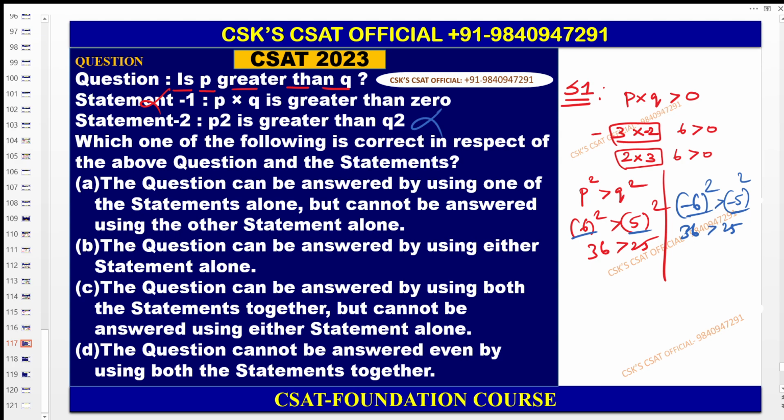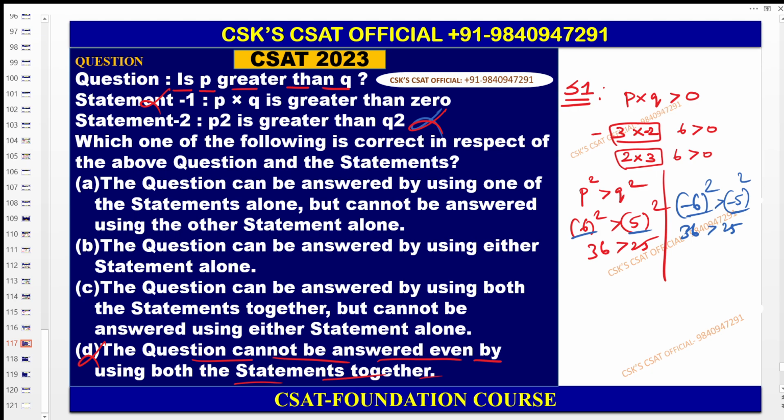This statement is also wrong. Getting everyone? Why can't you say this? So the question can't be answered even using both the statements. Even if you club them, the same examples you can use. So therefore it can't be answered. Anybody having confusion, you can ask. If everybody is okay, we'll move on to the next question.